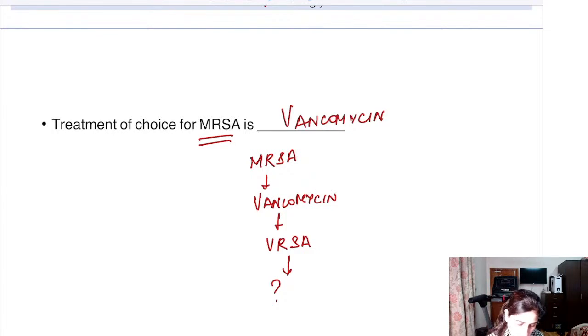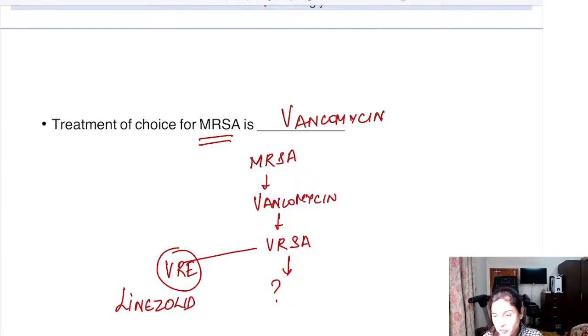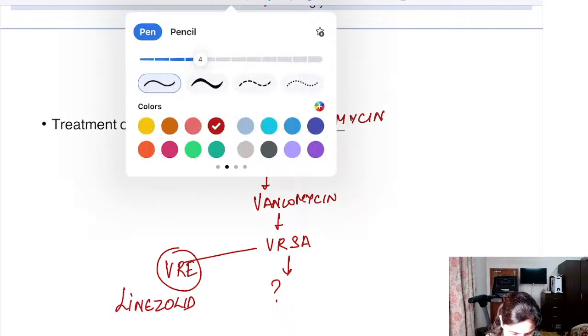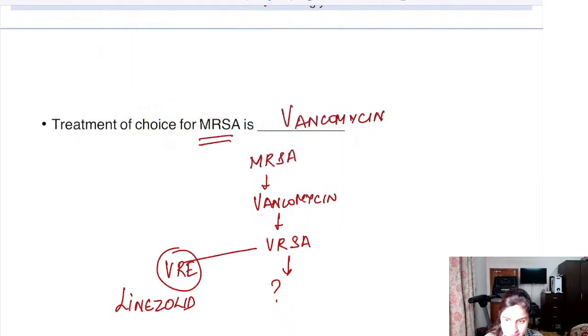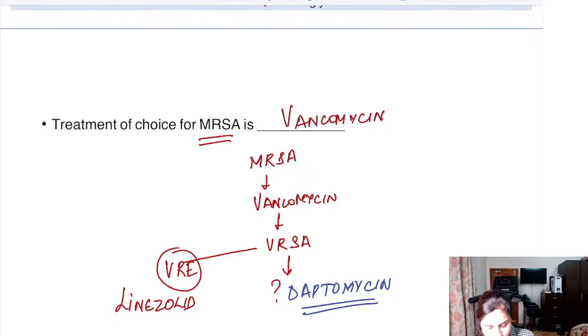No, linezolid is for VRE. Drug of choice for VRSA. It is very good, yes, daptomycin. Yes, daptomycin.